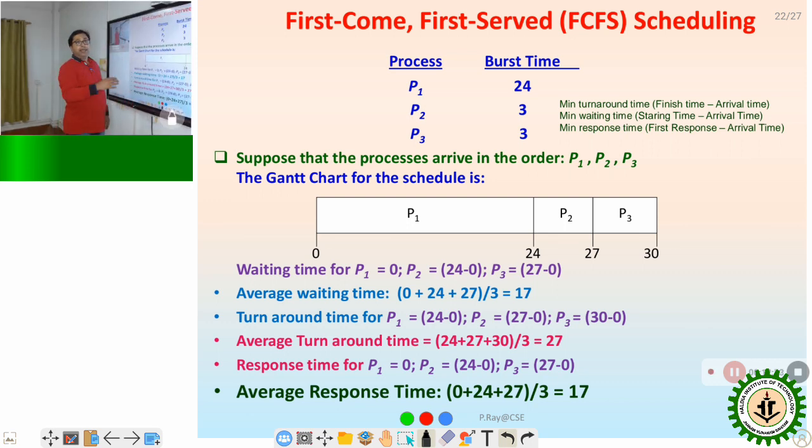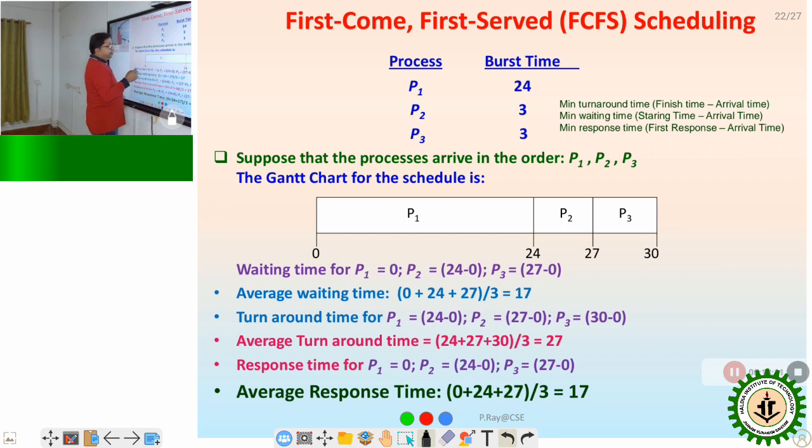Now this one is a non-preemptive scheduling. That means when a particular process is assigned to the CPU, it can't be removed. No other process, P2 or P3, can preempt this particular process.